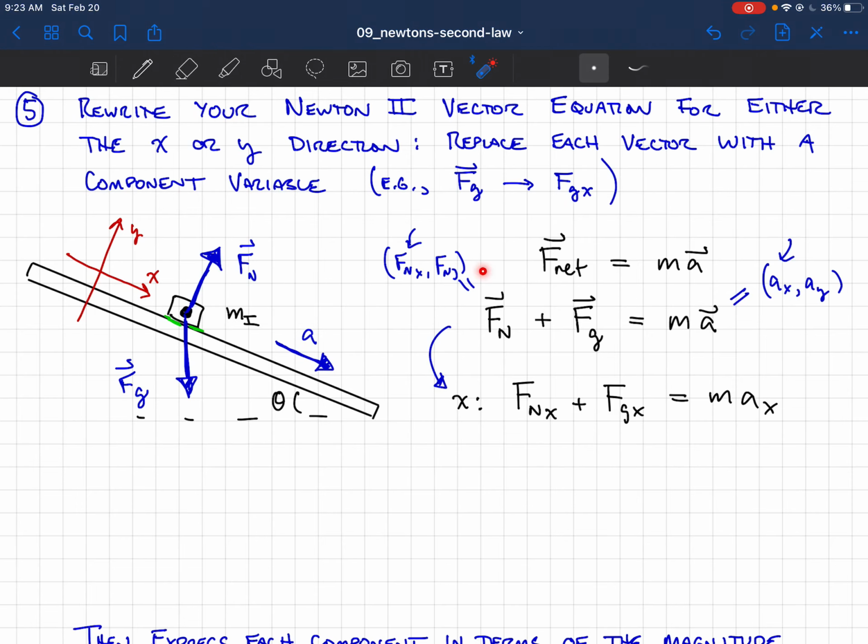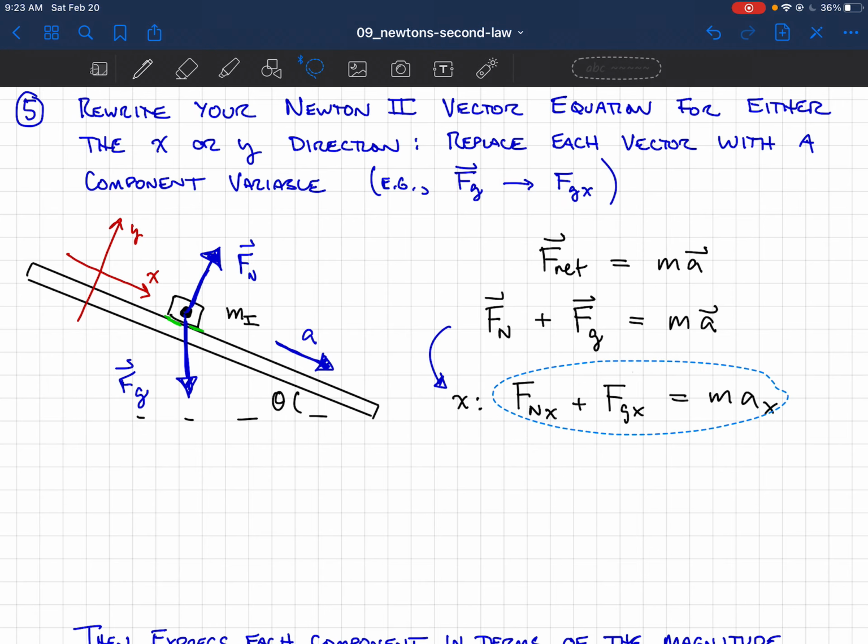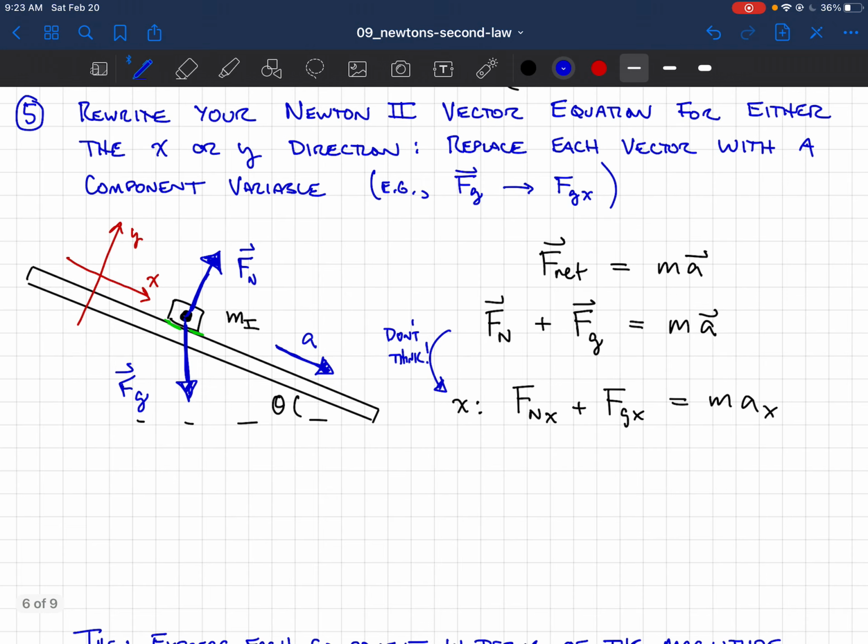So this is what you should have in your head, that I can break up each vector into components. The way that we write it down will just be by replacing the single vector equation with an equation for the components. I often say that this is a don't think step. Don't think, just write down. So don't think about what you're doing, just rewrite the vector equation as a component equation. Now we want to think.